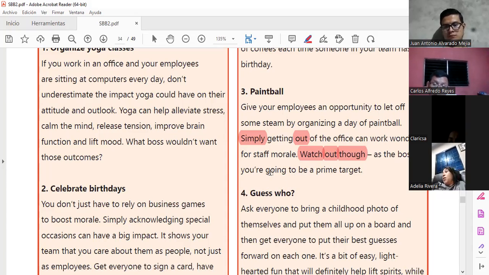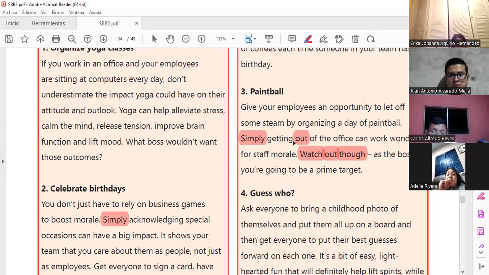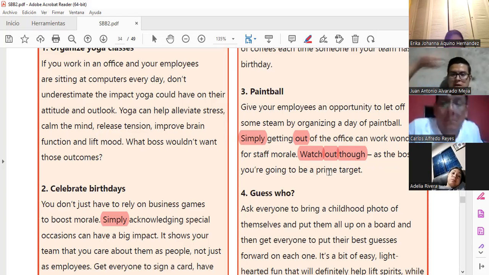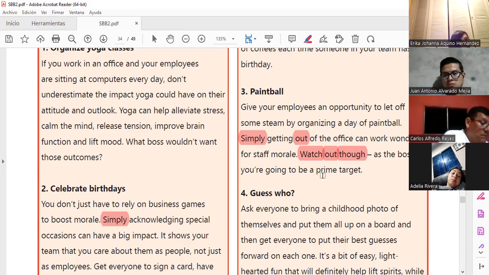Yes, okay, so this is simply, y esta palabra la tuvimos aquí, la leyó ya varias veces, simply, ya. Entonces esta palabra se dice simply, no simple, simple es otra cosa. Simply getting out, salir, eso. Y esta es watch out, though. Watch out, though, quiere decir ten cuidado, si eres el jefe, ¿verdad?